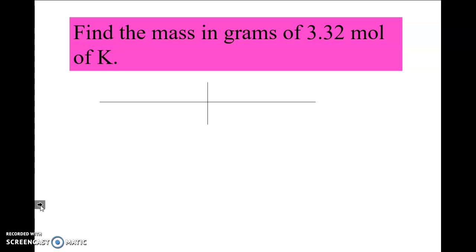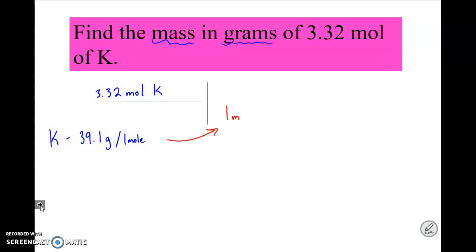So let's find the mass in grams of 3.32 moles of potassium. We're going to start out with 3.32 moles of K, potassium, and it says find the mass in grams. So to do that, we need the molar mass. So I'm going to look on my periodic table. I look at potassium, it's 39 point, and I'm going to round to the nearest 0.1. So it's 39.1 grams. That's grams of potassium per 1 mole. So we're going to use that as a conversion factor right here.